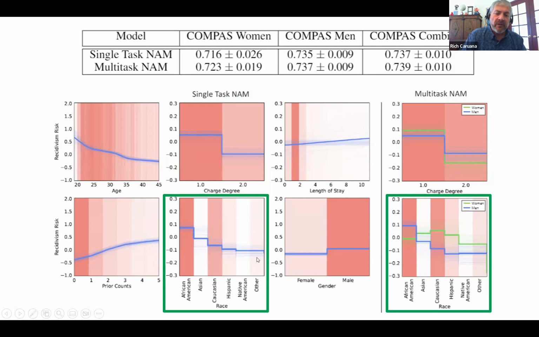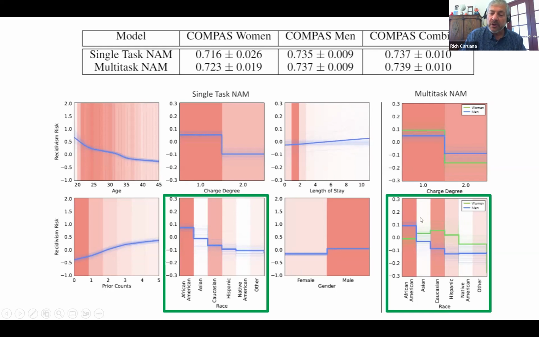And this is the kind of graph we've seen from many other people's research, as well as our prior research. And we see things, for example, that whites are lower risk than African Americans. That's what a lot of people have talked about. Here's what's so fascinating: when we do the multitask NAM, we see that there's a fairly different risk associated with races for men and for women.